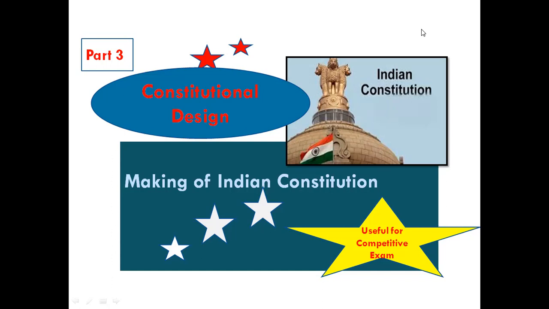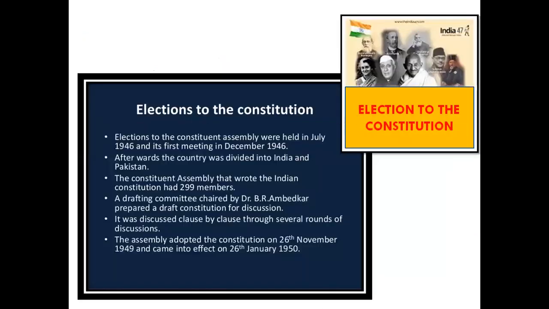So let us see what was the first step taken for making the constitution. First of all, there was an election in which the Constituent Assembly members were selected. The election to the Constituent Assembly was held in July 1946. People from all over India took part. From each and every state, there was a representative. Each religion, women, and even the kings of princely states took part in this.